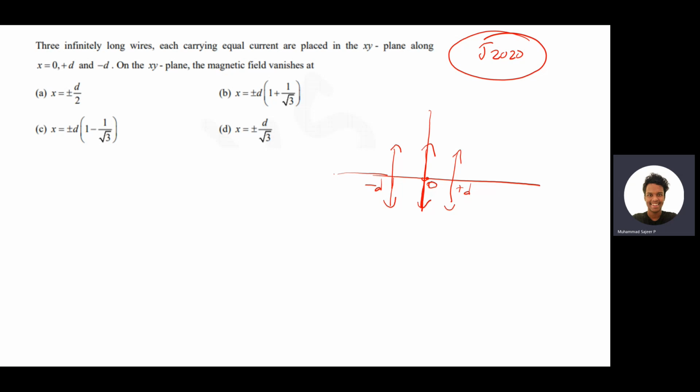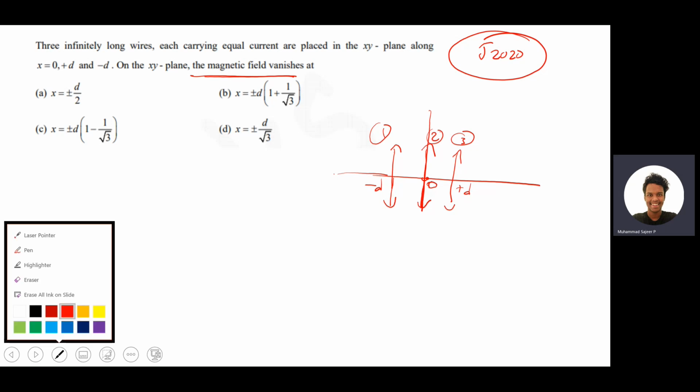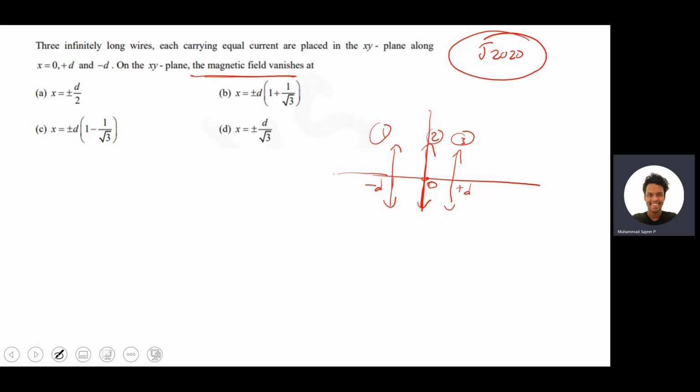Then we have to find where the magnetic field vanishes. The long wires each carry equal current. I'll just write the numbers: this is 1, this is the second one, this is the third one. So we'll have to put somewhere a point x and find the magnetic field there. Then you will easily be able to get it. I will put x somewhere, maybe here. I'll just call this point x.